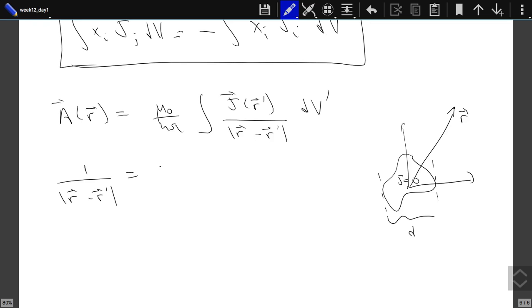So this I can expand as 1 over r, sum of (r' to the L over r to the L) P_L of cosine theta. This is my r'. This is the angle theta. Or let me just call it theta prime.